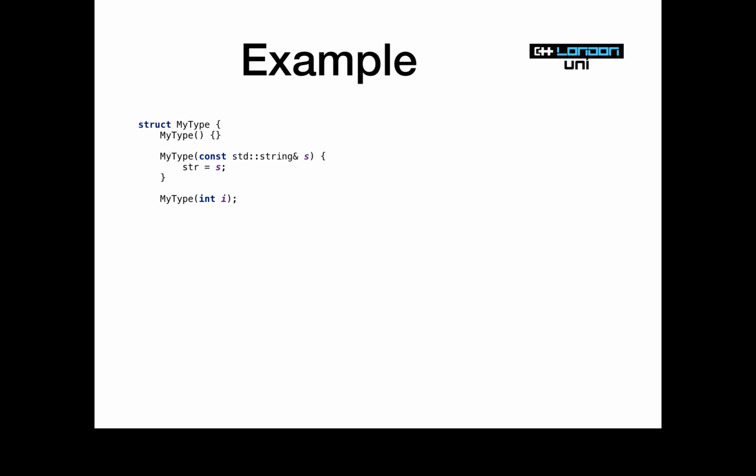Now I've declared a third constructor. So we've now got three overloads, three constructors. A constructor taking no arguments, a constructor taking a string reference, and a constructor taking an int. The first two I have defined in the class. So this is both a declaration and a definition. In this case, the definition does nothing. In this case, we assign to one of our member variables. For the int constructor, I've only provided a declaration. And here I've said we've got one member variable named str of type string.